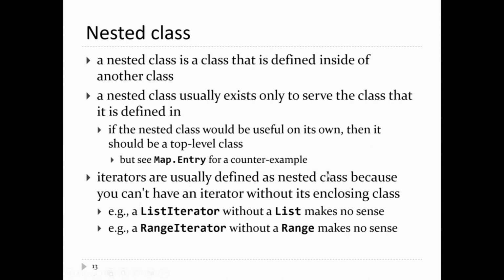Iterators are normally defined as nested classes, right? Because you can't have an iterator without an object that you're iterating over. So in other words, having a list iterator makes no sense if you don't have a list. Having a set iterator makes no sense if you don't have a set, and having a range iterator doesn't make any sense if you don't have a range.